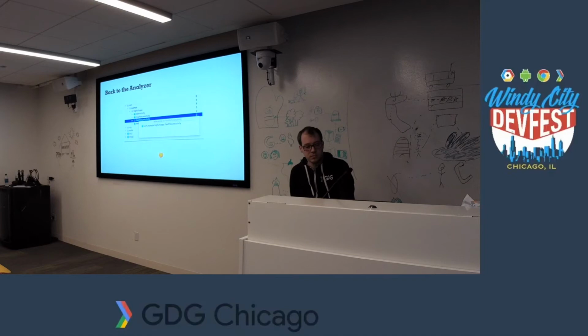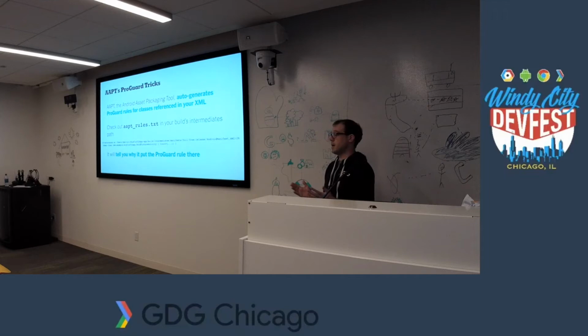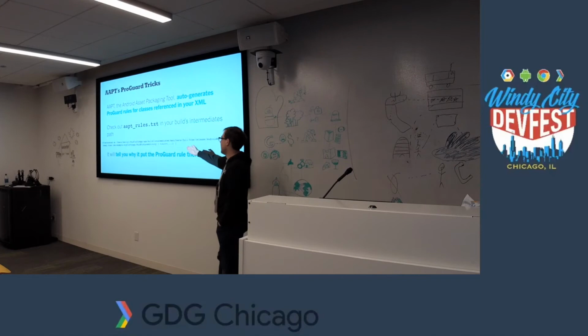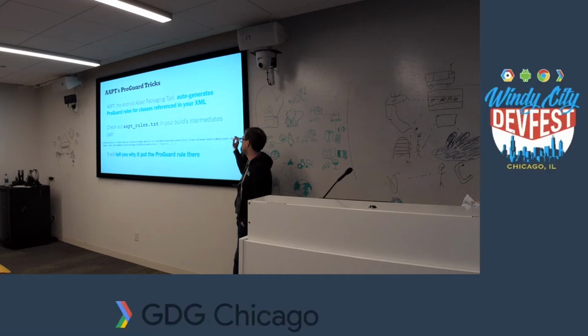This takes us into a little bit about how the Android toolchain works. The Android asset packaging tool ends up auto-generating ProGuard rules for classes that are referred to in your layouts and your other XMLs, your manifest and your layouts. If you look around in your build's intermediate path, you'll find this file, aapt_rules.txt. You'll find it's actually generating a ProGuard keep directive for the paid picture activity, and it's going to tell you why this is there. It's saying, hey, we found this in our AndroidManifest.xml. And honestly, when you think back about this, it made sense why.